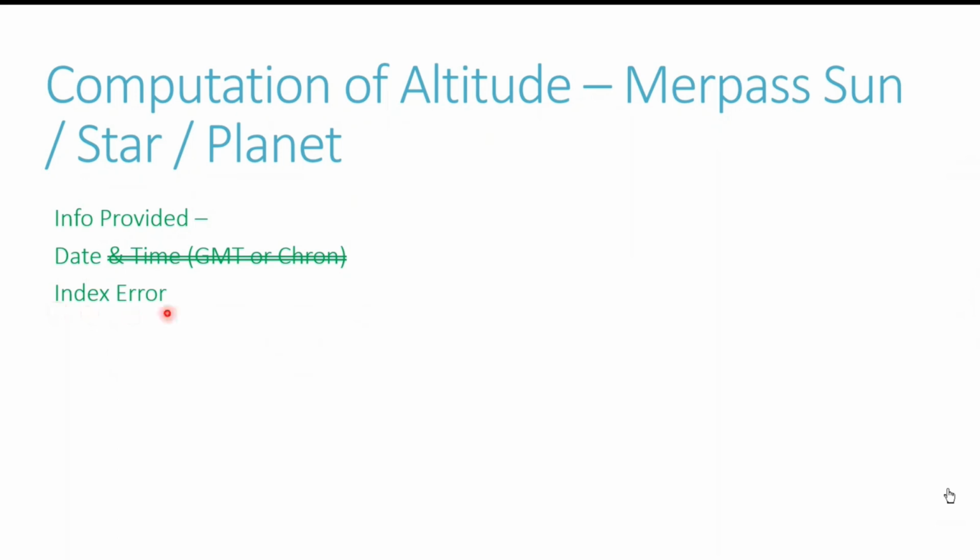We have the index error. We have the height of eye. So these are required for altitude correction. Index error and height of eye are provided to us. And we have the DR position.